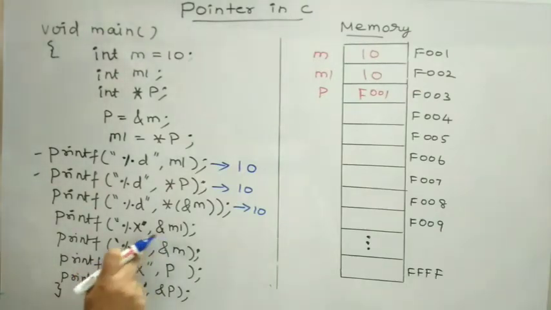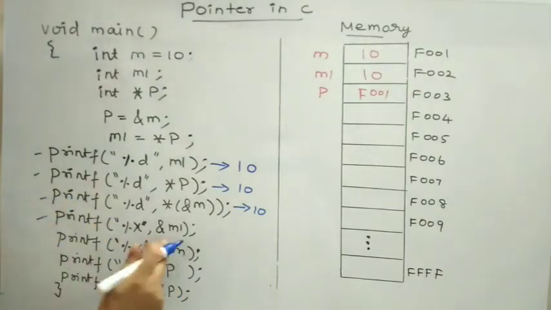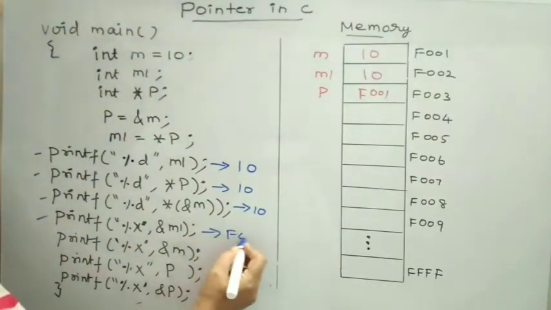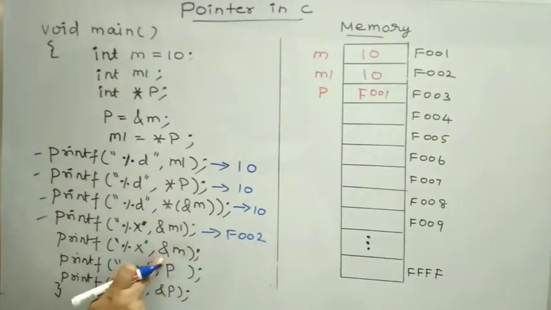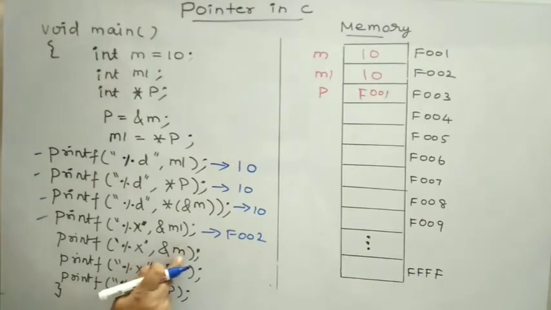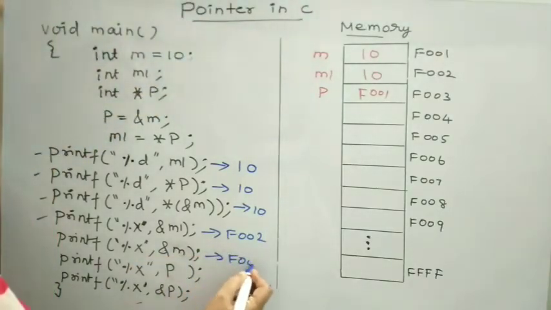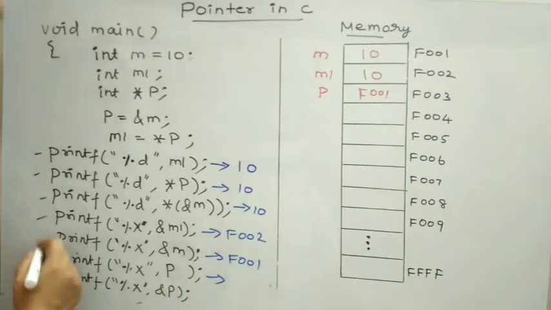First, what I am printing is the memory address of m1. What is the memory address of m1? It is F002. This memory address operator will fetch the address of this variable. The address of m is F001.